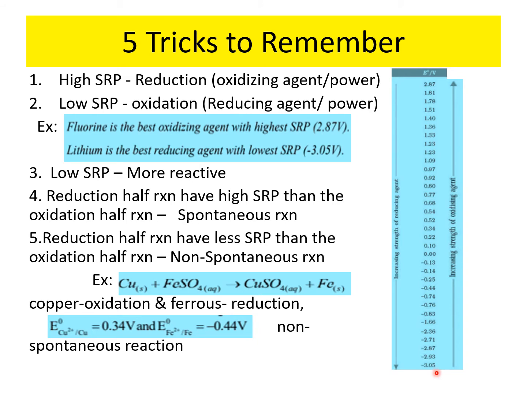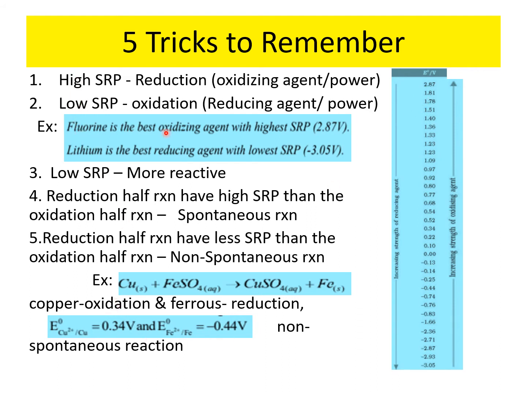And the fourth one: every redox reaction has an oxidation half and a reduction half. If the reduction half reaction has a high electrode potential, then the reaction is spontaneous. If the reduction half reaction has a potential less than that of the oxidation, then it is non-spontaneous. The reduction half reaction should have the high electrode potential. If it is less, it is non-spontaneous. If it is high, it is a spontaneous reaction. We will see an example.